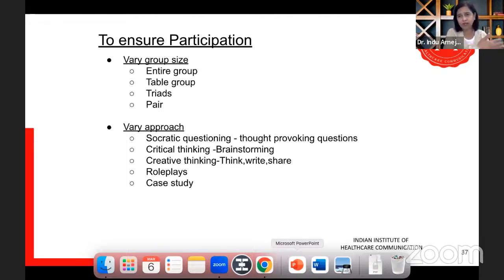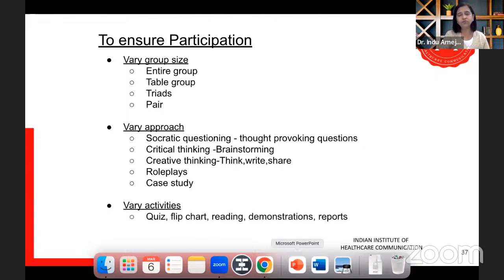If you see, right from session 1, I'm trying to bring in different pedagogies so that it is not the same monotonous delivery of PPT and then a discussion. There should be something new and interesting every time. That will automatically make your program interesting and enjoyable. Even activities can be varied. For example, when you use a quiz or flip chart or reading or demonstration or report, again it will bring freshness to the activity, to the session.